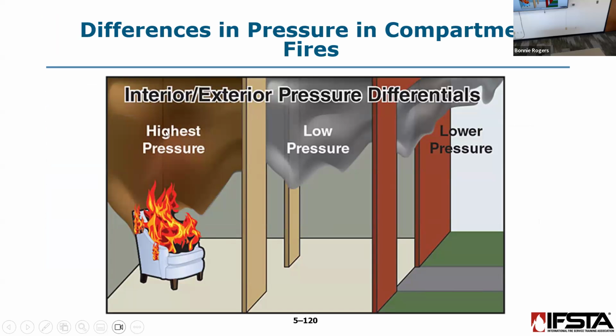Okay, so this makes sense, right? The highest pressure is where the fire is burning, because those gases are expanding, creating more pressure, and it wants to get out to low pressure. So it's decreasing as it goes, and it finds the outlet there.